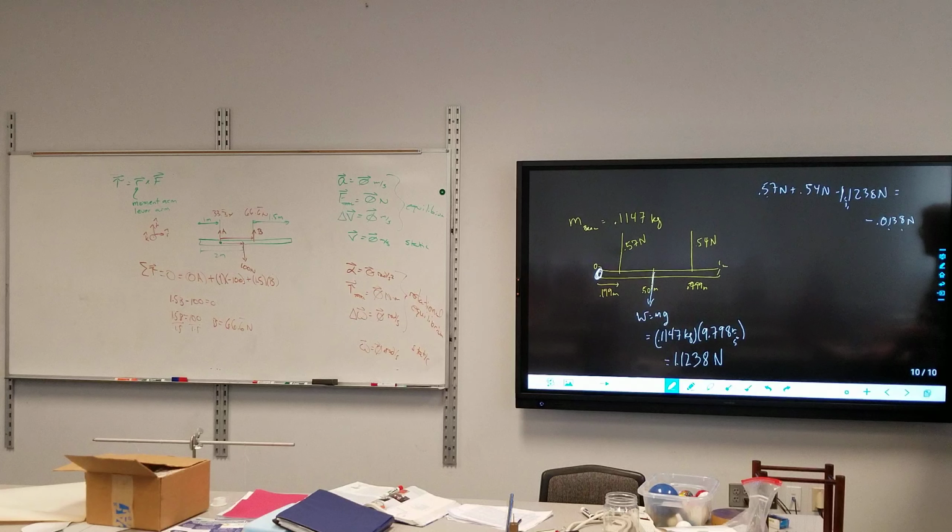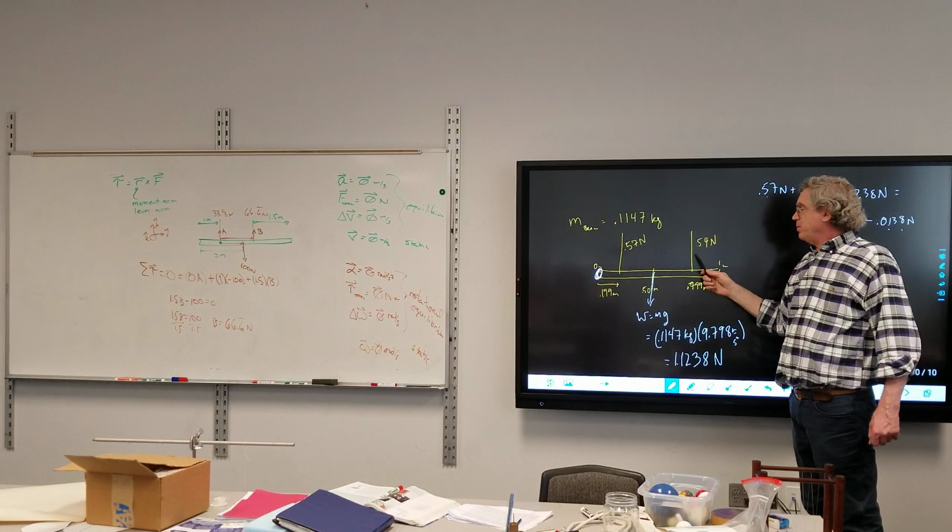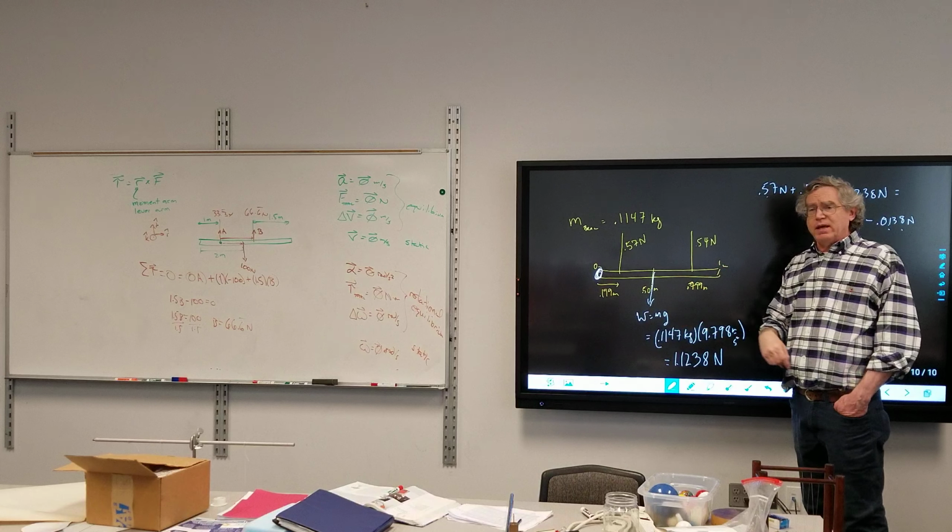Why are you subtracting that total? I added the 3 forces. I have 2 of them that are up, 1 that is down. The one that's down I'm making negative. Okay.